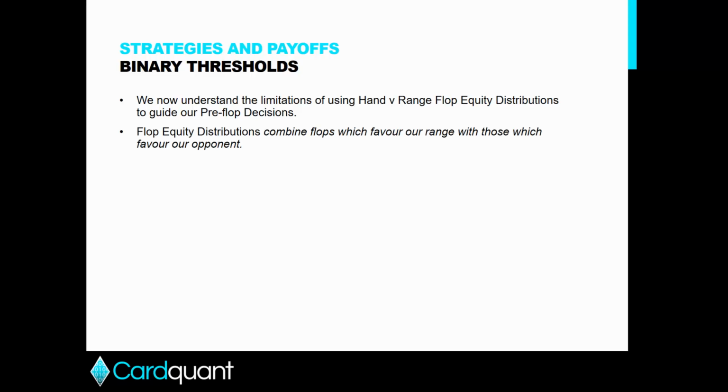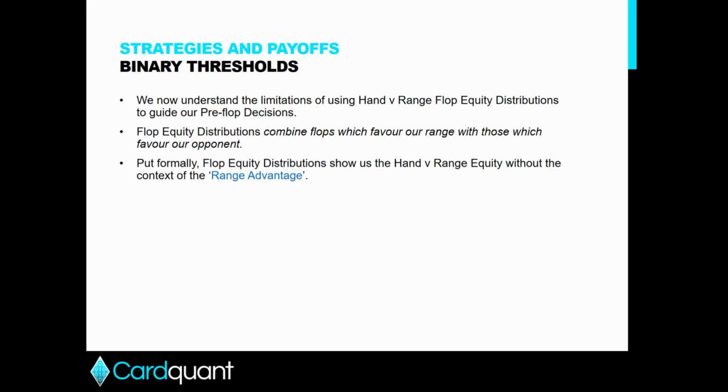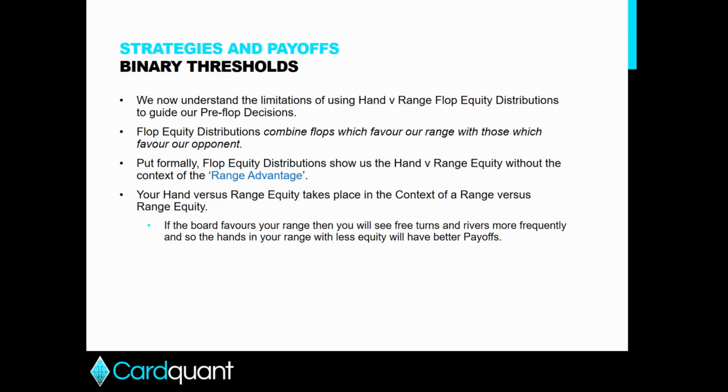Flop equity distributions combine flops which favour our range with those which favour our opponent. So put formally, flop equity distributions show us the hand versus range equity without the context of the range advantage. Your hand versus range equity takes place in the context of a range versus range equity. So if the board favours your range, then you'll get to see free turns and rivers more frequently. As a consequence, the hands in your range which have lower equity are going to have better payoffs. If the board favours your range, you will also be able to build pots with your strong hands for bigger payoffs rather than using them to protect your weaker hands in your range.